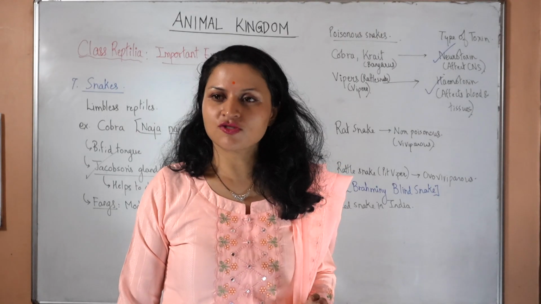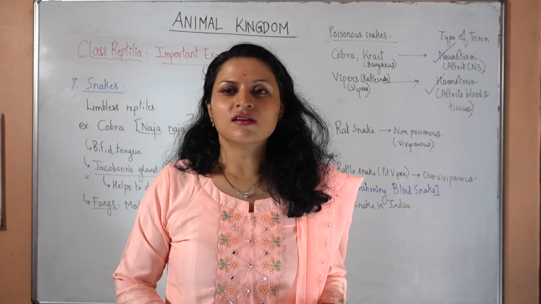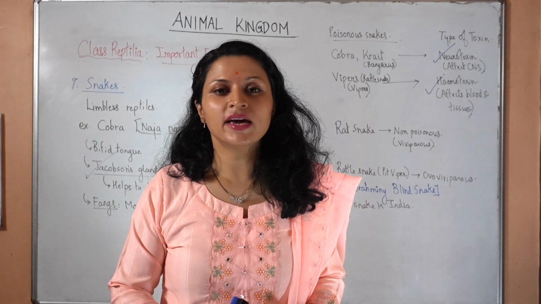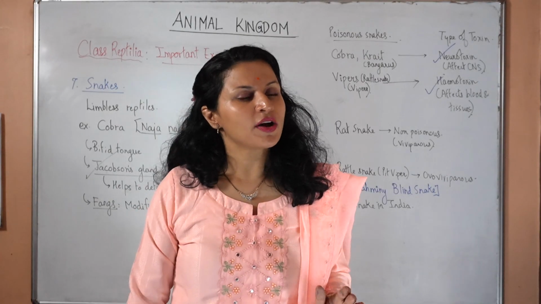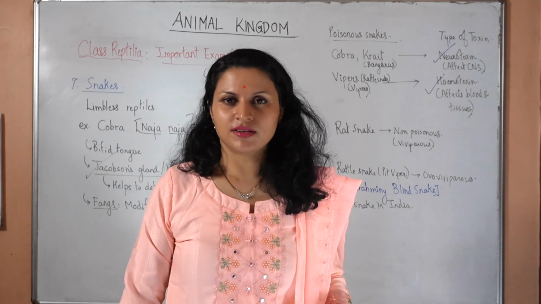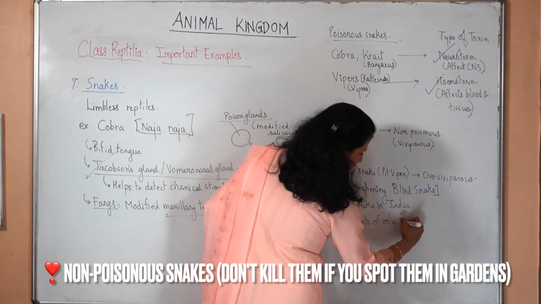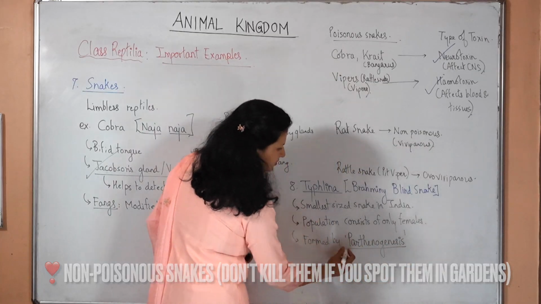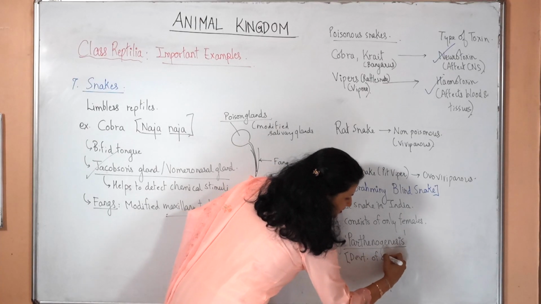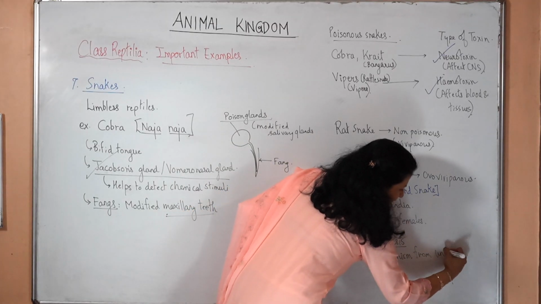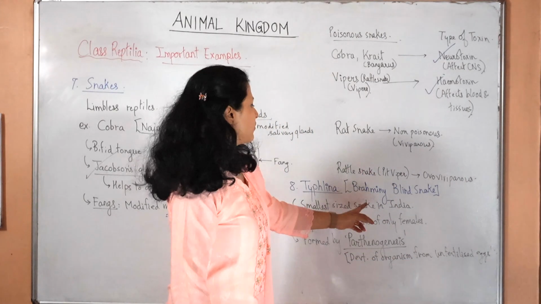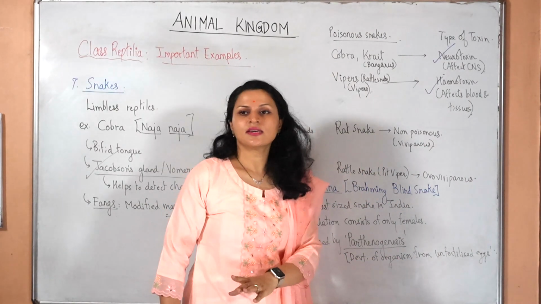Okay, you know what is parthenogenesis? Parthenogenesis is the development of an organism from an unfertilized egg. So the ploidy of these snakes is going to be haploid. Population consists of only females. They are formed by parthenogenesis, development of organism from unfertilized egg. Now can you tell me why they are called as Brahminy snakes?